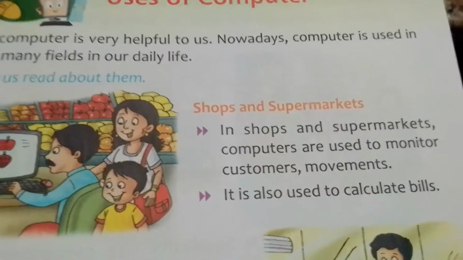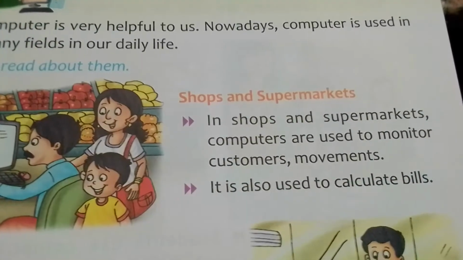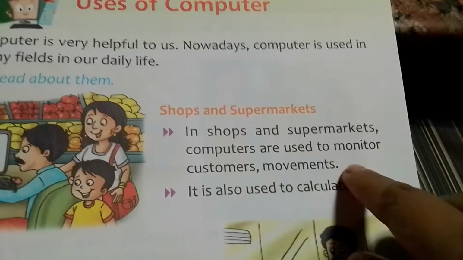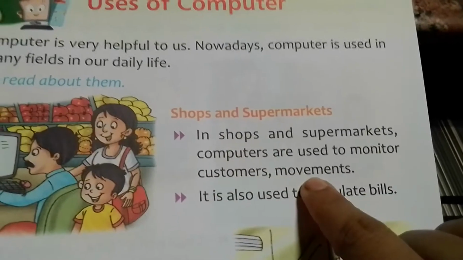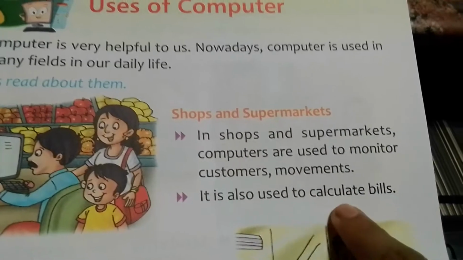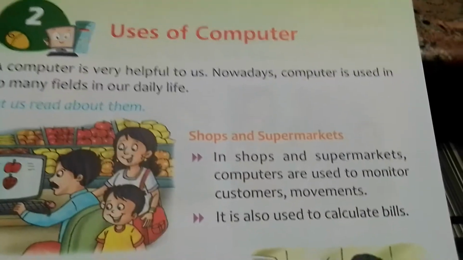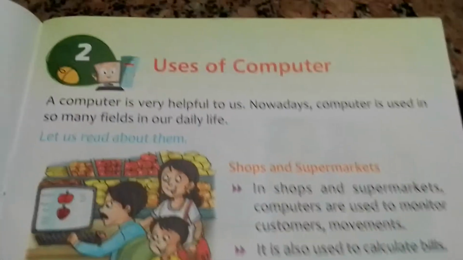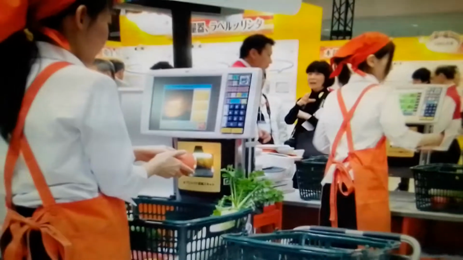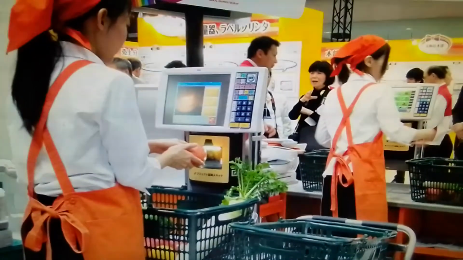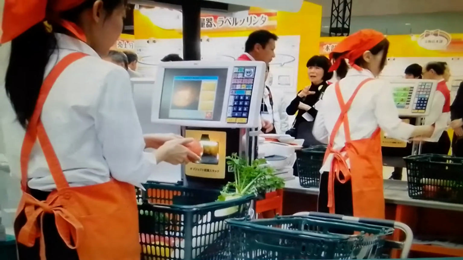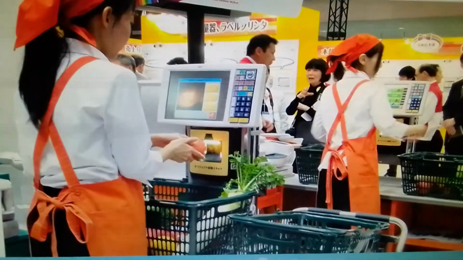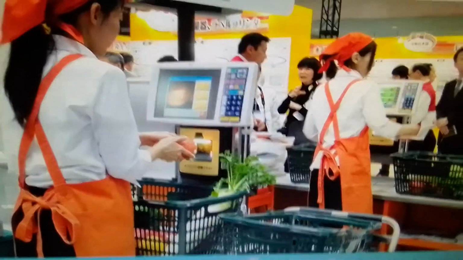So first is shops and supermarkets. In shops and supermarkets, computers are used to monitor customers' movements. It is also used to calculate bills. Now let us look at some of the pictures and understand these. So this is a picture of a supermarket. This is the cash counter or the billing counter of a supermarket.